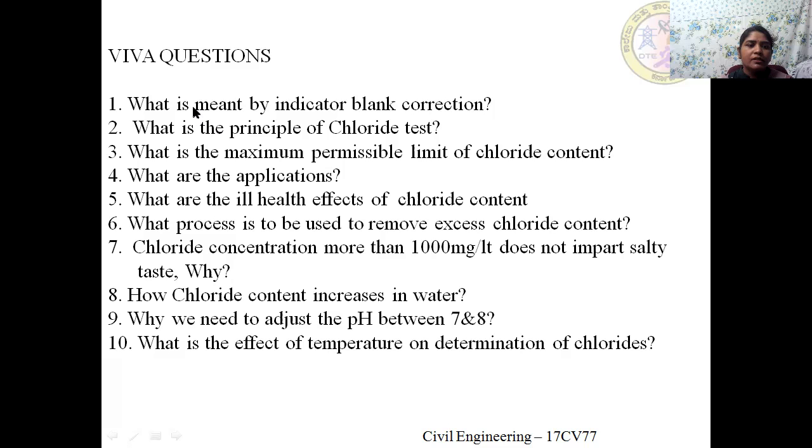Let me come up with these questions. First, what is meant by indicator blank correction? Why do we do this blank test? What is the principle of the chloride test? What is the permissible limit of chloride content? What are its applications? What are the ill health effects of chloride content? What process is to be used to remove excess chloride content? Chloride concentration of more than 1000 mg per liter does not impart salty taste. Why? How does chloride content increase in water? Why do we need to adjust the pH between 7 and 8? What is the effect of temperature on determination of chlorides?